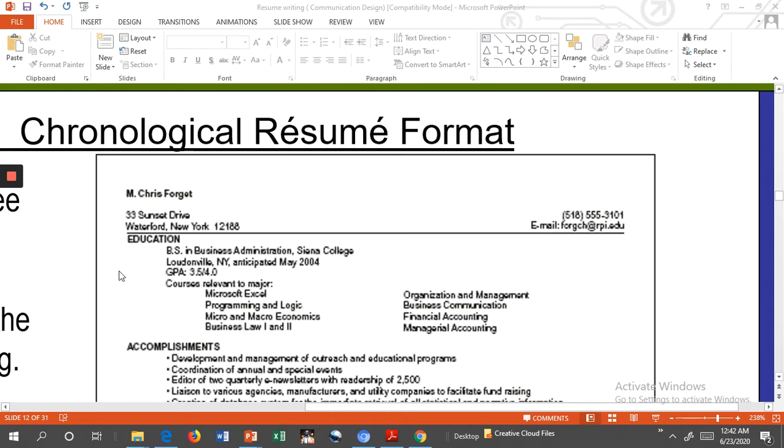Then comes an important section, that is education. Here you're going to list down your educational details, including your CGPA or GPA. And you've got to mention relevant courses, especially the electives, those which you believe are matching with the job requirement. This way you will attract the employer to list you for the interview.